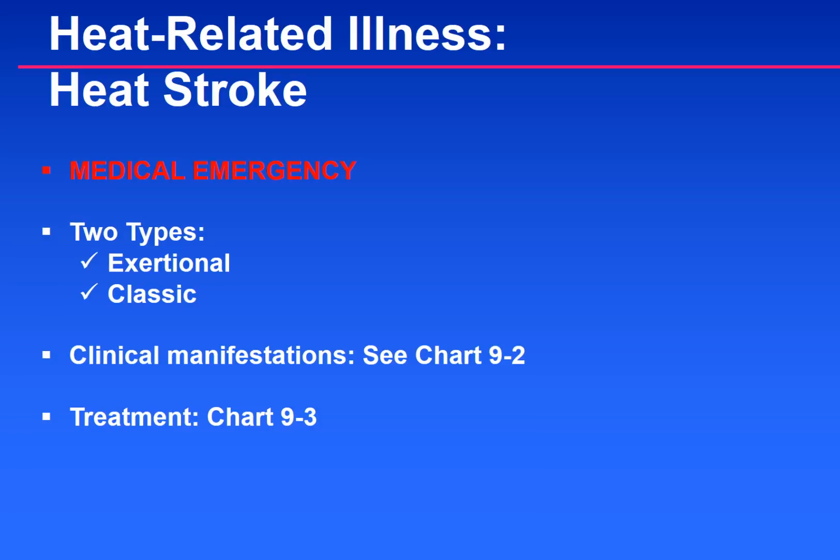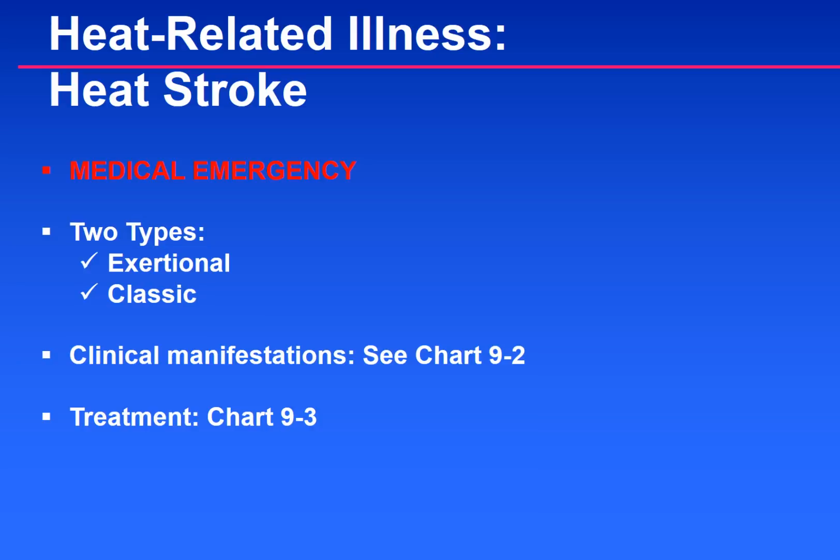Clinical manifestations, as I noted, chart 9.2 in your text goes over those. It's just the skin is hot and dry. They may still be sweating. Even the heat exhaustion, heat stroke, they may still actually perspire. So the heat stroke, skin is hot and dry, and then their temperature is elevated to more than 104 degrees.